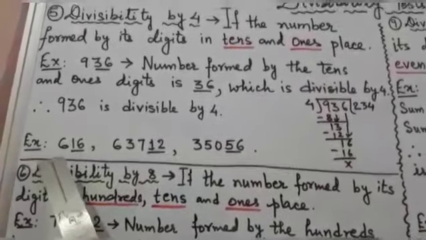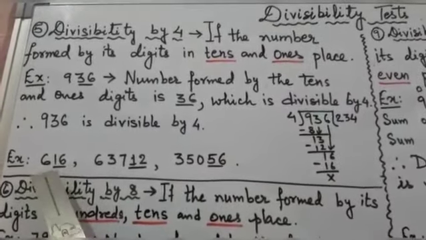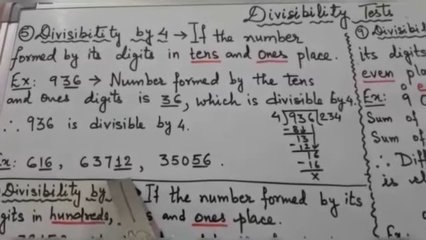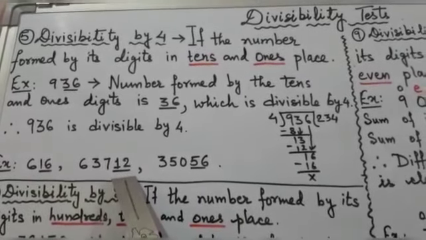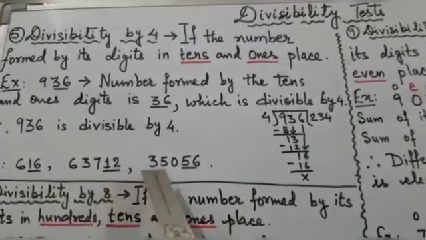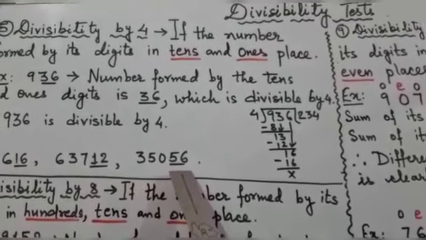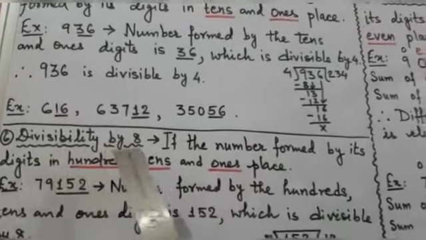Some more examples are given here. 616: tens and ones digit is 16, 4 fours are 16. In this question, tens and ones digit is 12, 4 threes are 12. In this question, tens and ones digit is 56, 4 14s are 56.